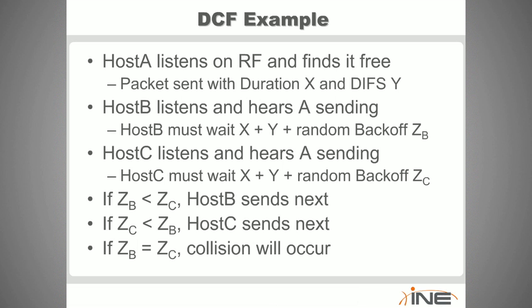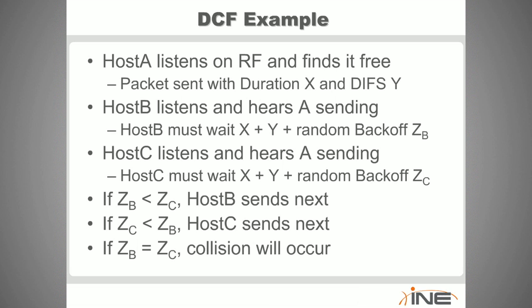Now, very, very shortly after A sends its frame, B starts listening. B wants to send a frame as well. So B hears A's packet and says, I have to wait at least X plus Y, the duration of the frame plus the spacing, plus a random backoff. So I'm picking some random value Z. Host C does the same thing at the same exact time. So host C says, I have to wait X plus Y, the duration plus the interframe spacing, plus some random backoff that I'm choosing. Now, who gets to send next depends on which device chose the lower random backoff.